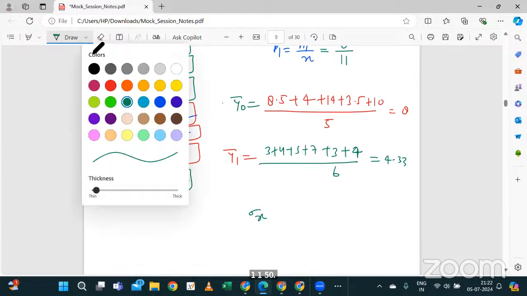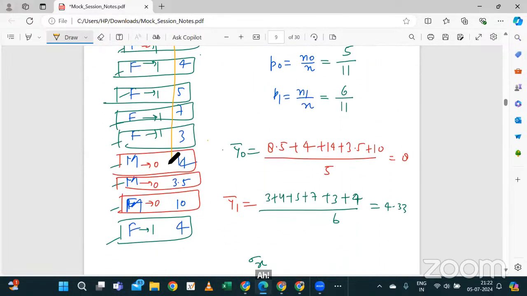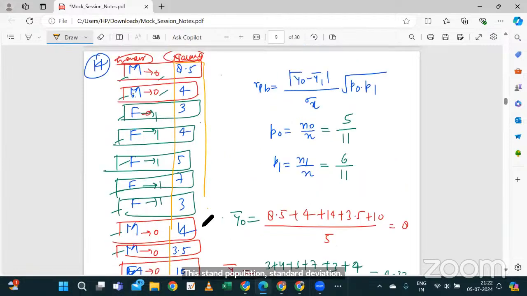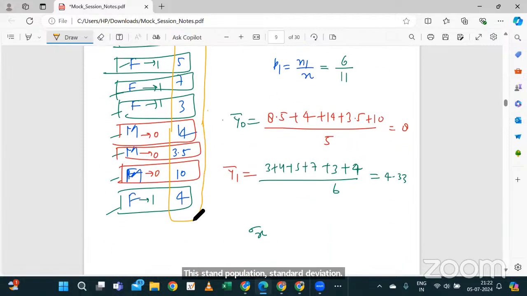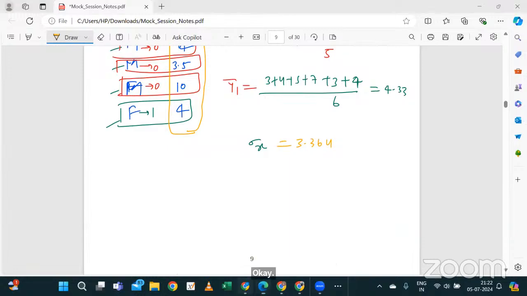So what is sigma x? Sigma x stands for the population standard deviation of this numerical data set. If someone has calculated it, the value is 3.364. Then you just put all the values here: Y bar naught, Y bar 1, sigma x, and the square root of this value, this value. You will get the answer, 0.543.